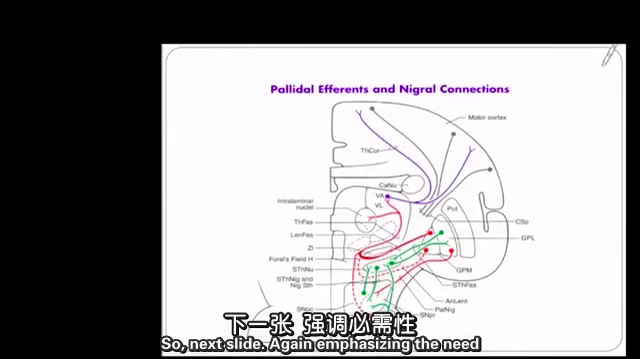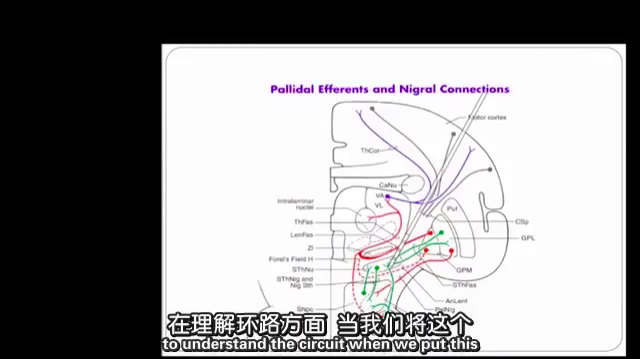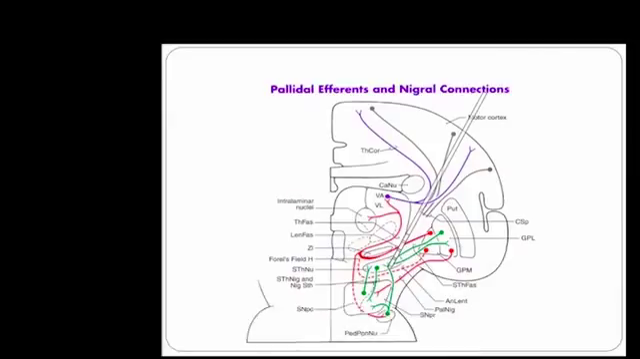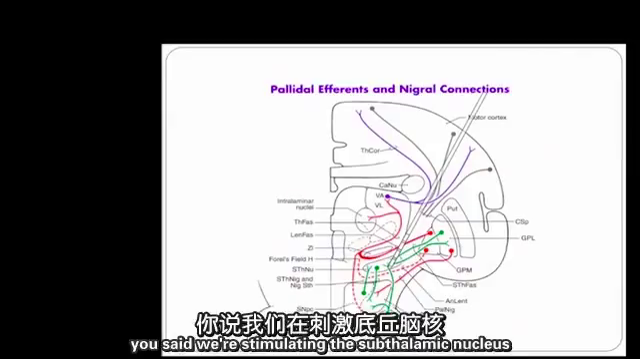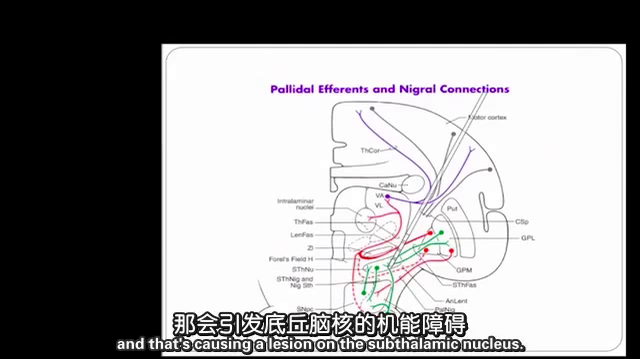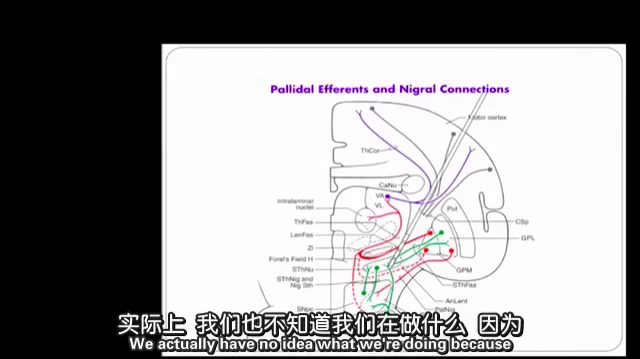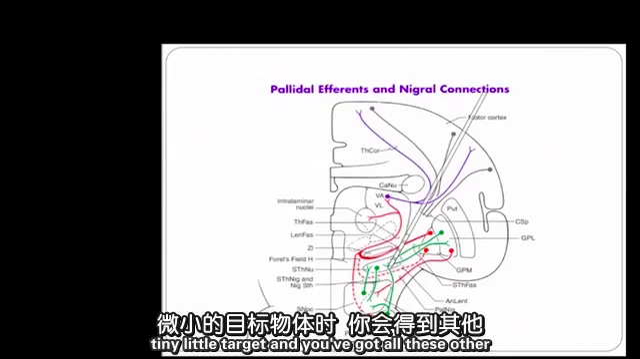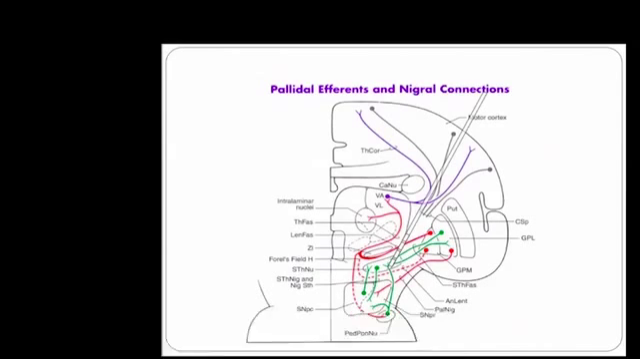And push next slide. So, and again, emphasizing the need to understand the circuit is when we put this large electrode into the subthalamic nucleus, and Justin, this was getting at your question. You said we're stimulating the subthalamic nucleus, and that's causing a lesion of the subthalamic nucleus. We actually have no idea what we're doing because we're putting this massive electrode in this tiny little target, and you've got all these other pathways all around it.